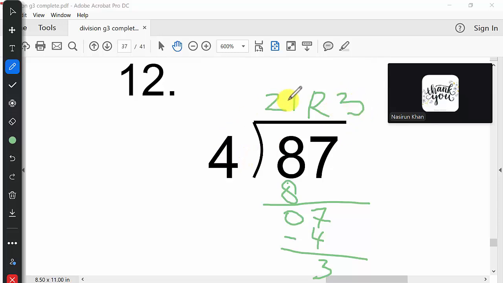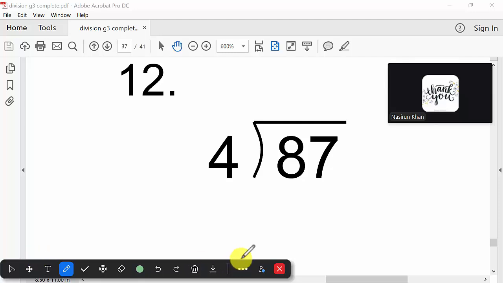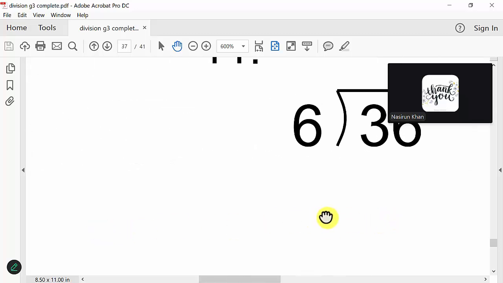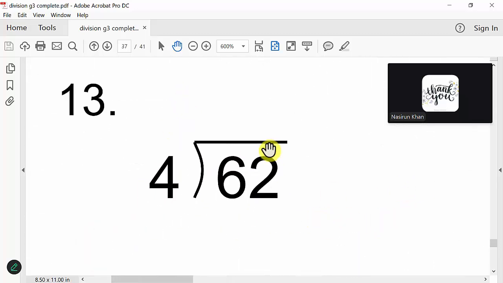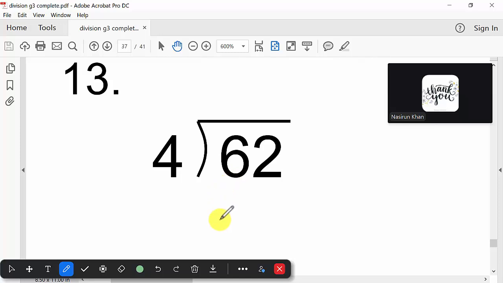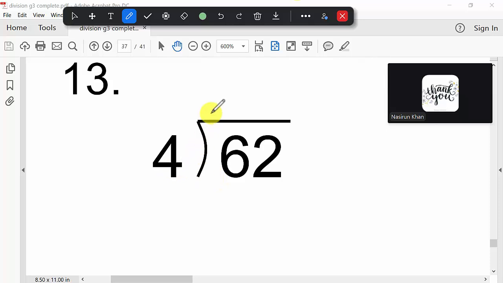You can always check, multiply the quotient with the divisor, and then plus the remainder, and the answer should be this number. Okay, let's go to the next, number 13. Number 13, 62 divided by 4. First, look at the first number. Let's put it here. 6 divided by 4, 4 times 1, right? So this one is 1, 1 times 4 is 4. And then we subtract. We have 6 minus 4 is 2.